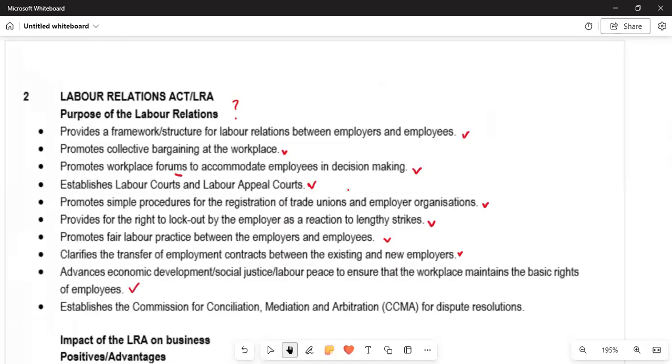Establish the commission, the CCMA, for dispute resolution. So the CCMA is also there to make sure that there is a solution.